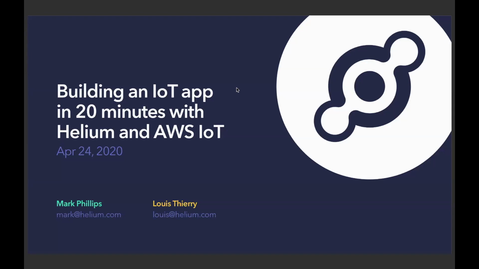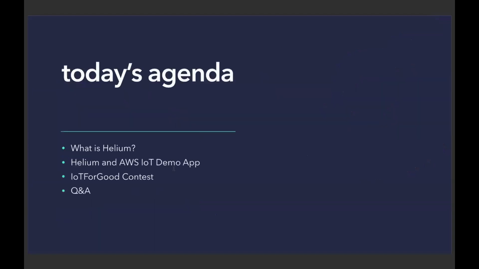And I've asked him to join us today and build an application, or demo building an application, using what we just shipped in the way of an AWS IoT Core integration on the platform, and specifically inside of the Helium console. So what we're going to do today is four short things. I'm going to do a quick what-is-Helium overview, because sometimes people join these things and haven't actually had too much time to get into the platform.